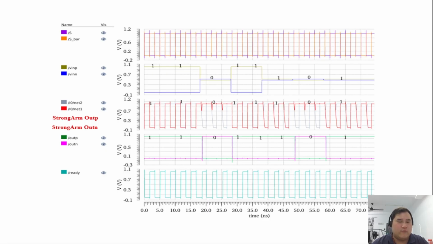From the waveform we know that when Vin P is larger than Vin N, the output bit will be 1, and when Vin N is larger than Vin P, the output bit will be 0. The bits in input and output are the same, showing the correct functionality of the dynamic comparator.